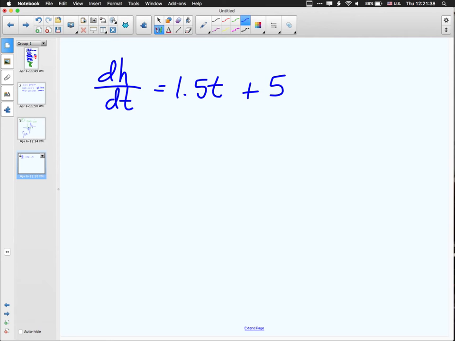Okay. So, how do we figure out the height? Oh, wait, what is the question? Find the height after t years. And how tall are the shrubs when they're sold? And we're told they're sold after 6 years. Take the antiderivative. This is dh/dt. So h, or h of t, is what? 3/4 t squared plus 5t plus c. That's plus 5.